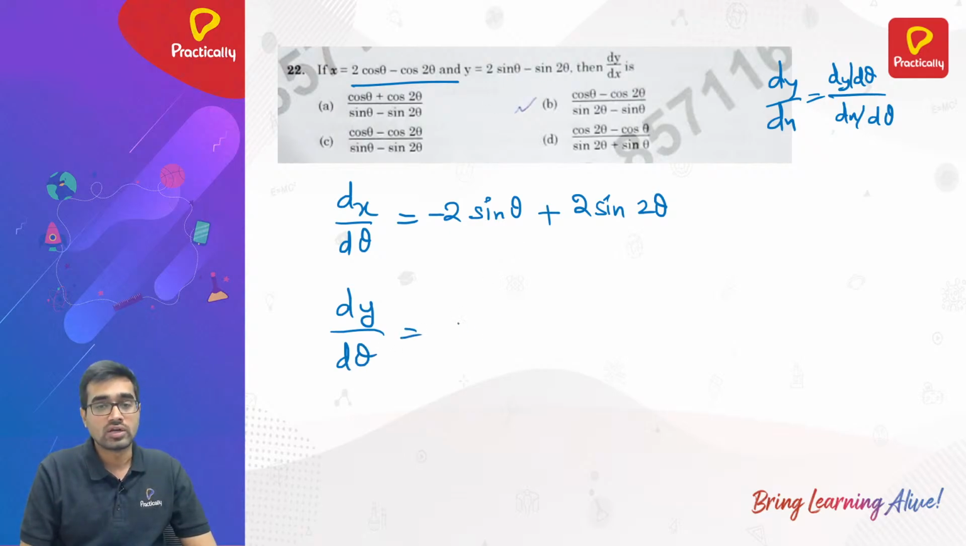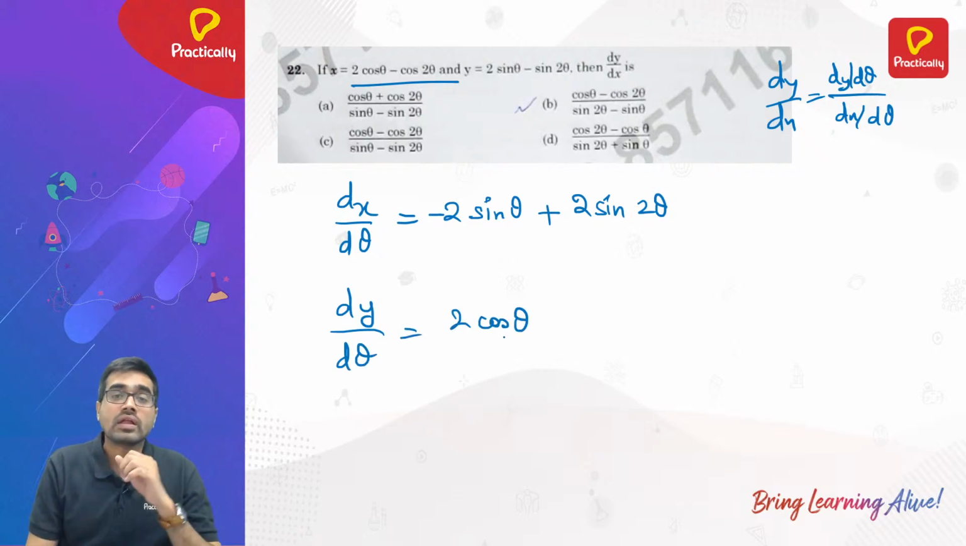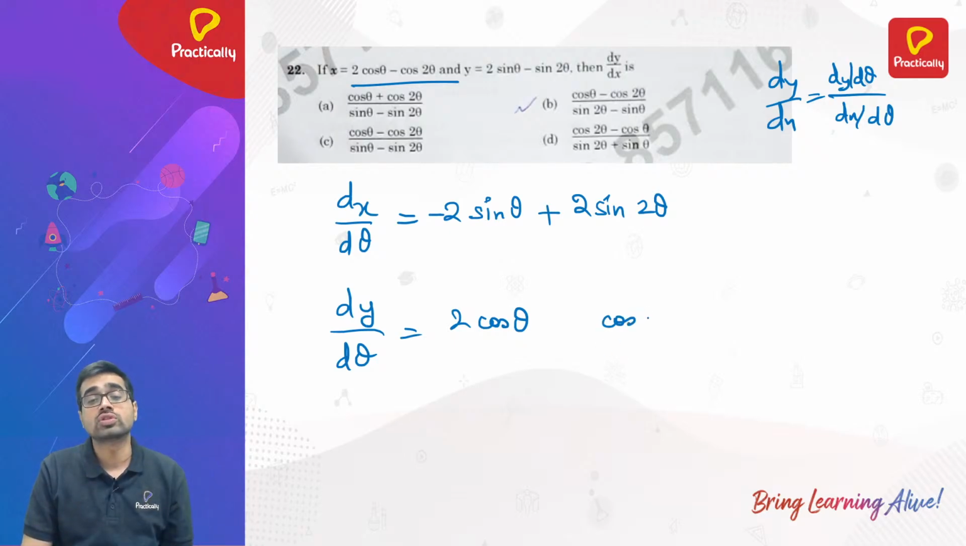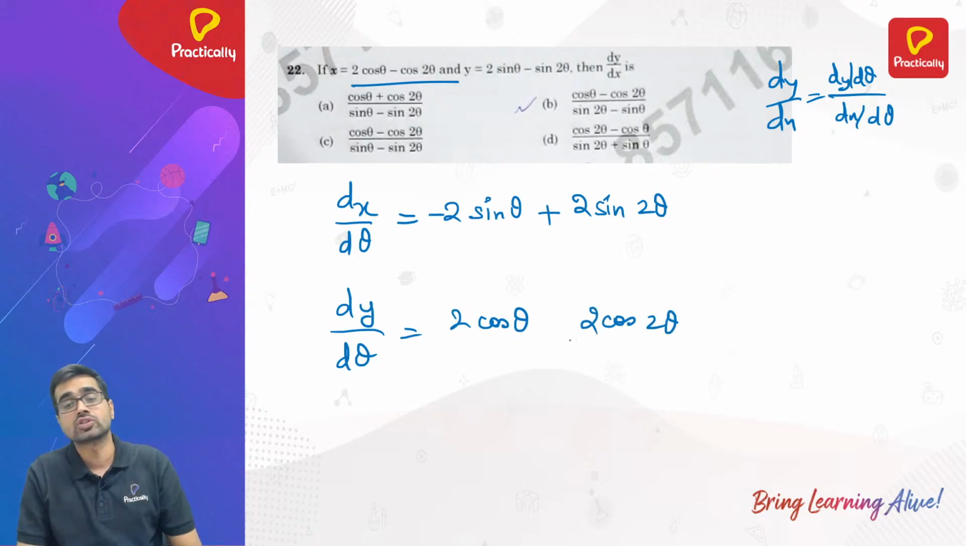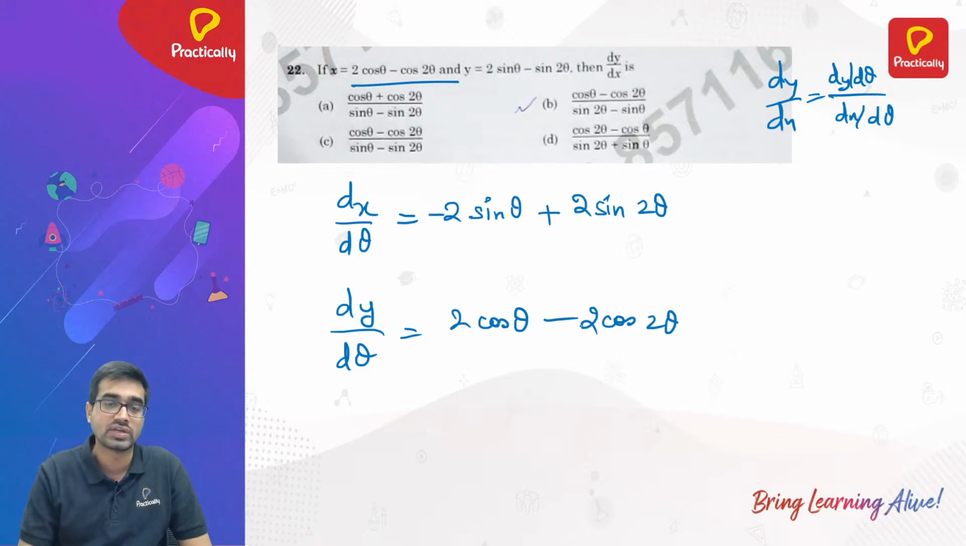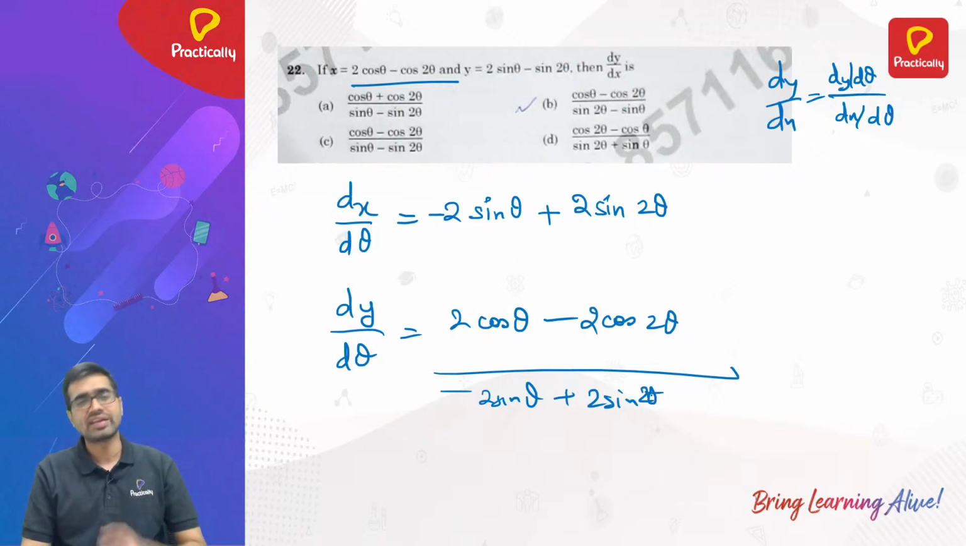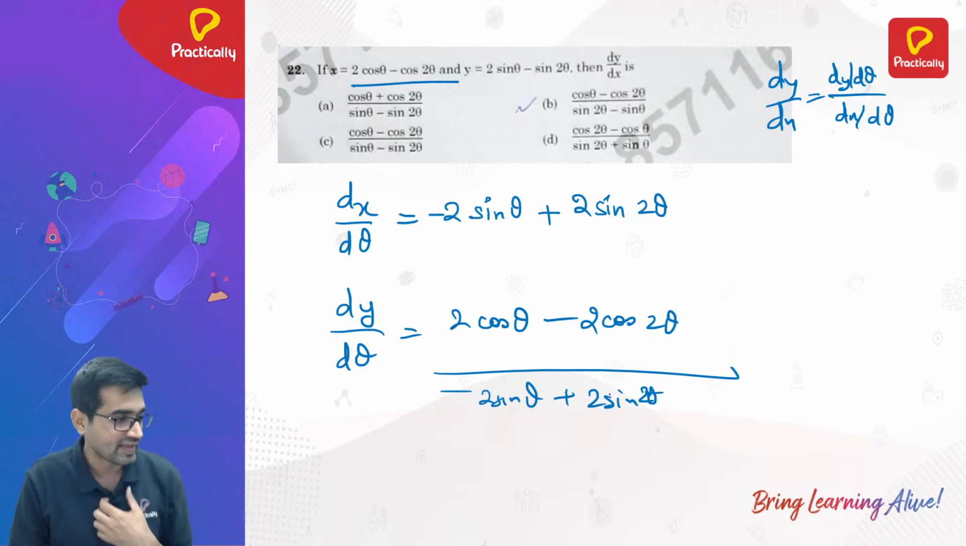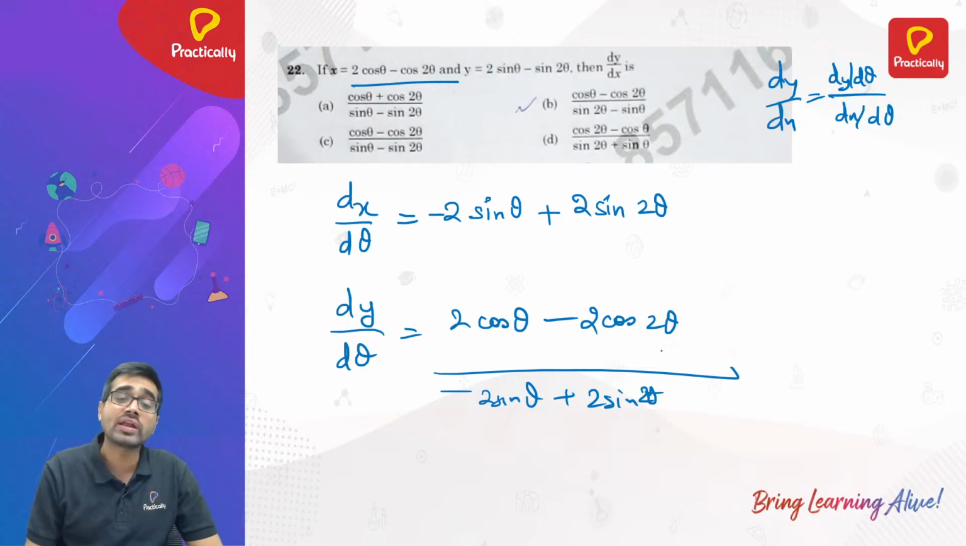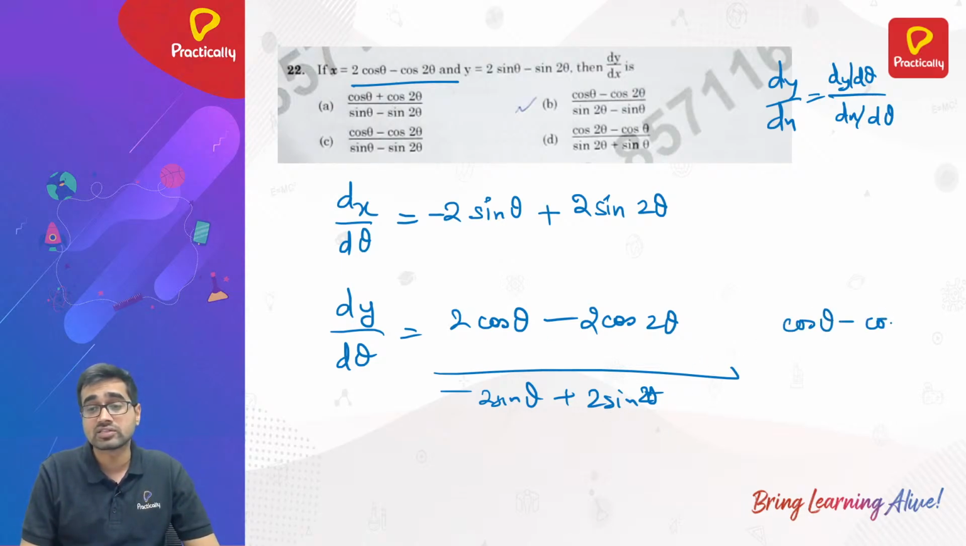Differentiate this one. 2 cos theta. And sin 2 theta is nothing but cos 2 theta. Differential of 2 theta again, so it is 2. So negative 2 cos 2 theta. You are dividing this value by this value to get the value of dy by dx. That's what I have written. I have eaten one step. So now you can remove 2. You get cos theta minus cos 2 theta divided by sin theta plus sin 2 theta.